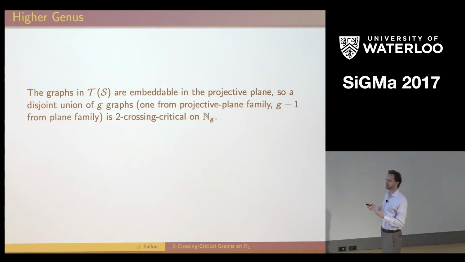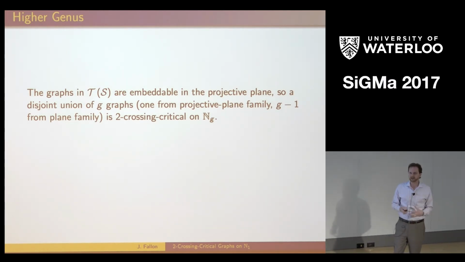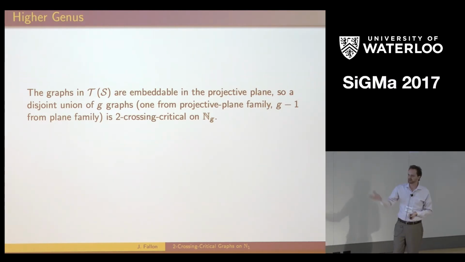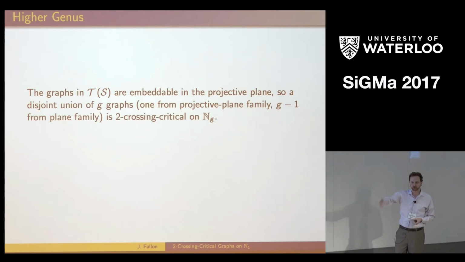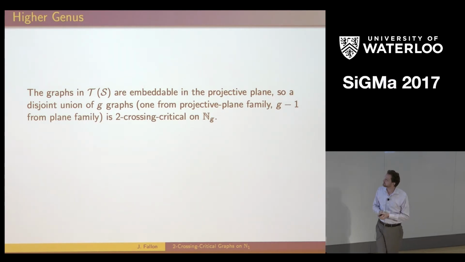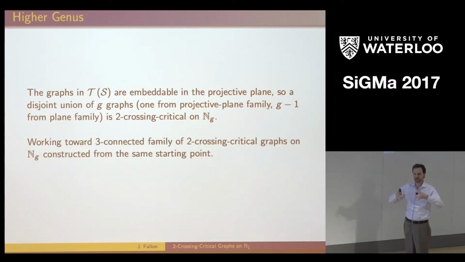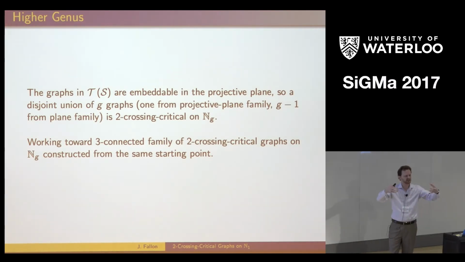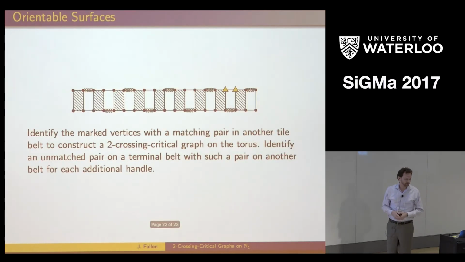For higher genus non-orientable surfaces, there's a cheap trick. Things aren't connected, but we take the tile belts from the plane and we add 1 for each additional cross cap after the first, plus this 1 graph from the projective plane family. And those graphs are 2 crossing critical on the Klein bottle and 3 cross caps and so forth. And obviously the immediate goal is to kick up the connectivity to, even connected, but 2 or 3 connected would be really nice place to get to see how this one particular family extends to all these higher surfaces.